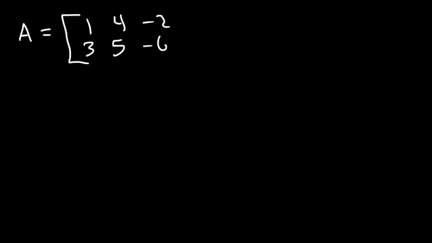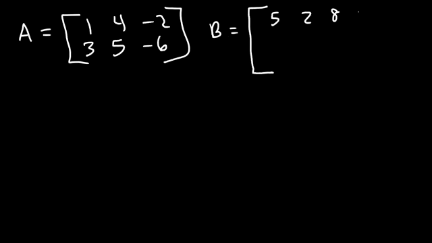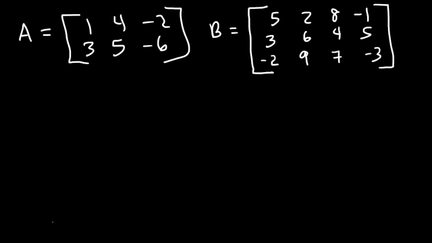So let's say that matrix A contains the elements 1, 4, negative 2, 3, 5, and negative 6. And matrix B contains the elements 5, 2, 8, negative 1, 3, 6, 4, 5, negative 2, 9, 7, and negative 3. So go ahead and multiply A times B and also B times A, and determine the order of these two products. So what is the order of AB?